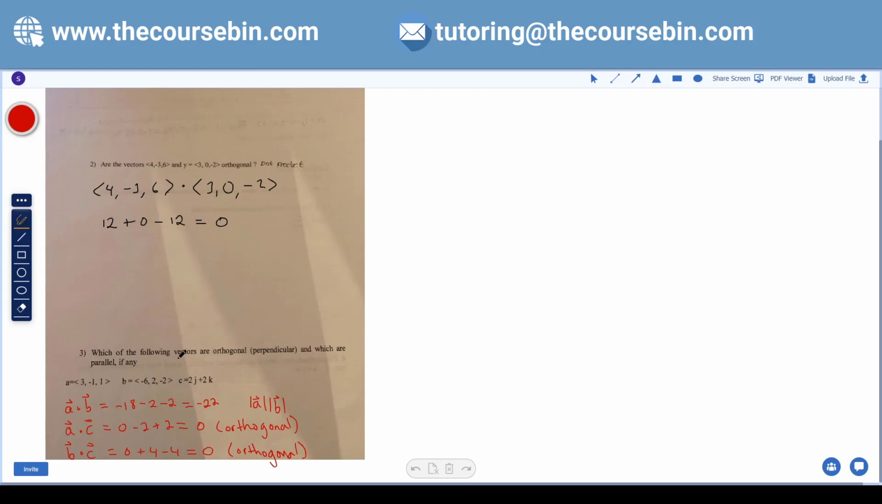Yeah, if they don't end up being 0, that just means that they're not orthogonal to each other. Orthogonal means the two vectors are perpendicular. They form a 90-degree angle. So if it's not 0, then they don't make a 90-degree angle. So what we're trying to do is see if the two vectors are parallel to each other. Trying to see if this is the case, or maybe if this is the case.